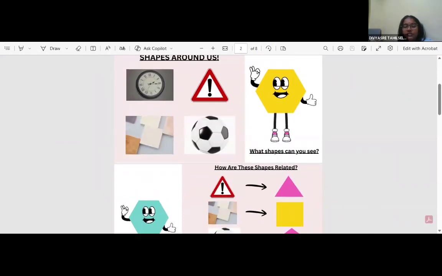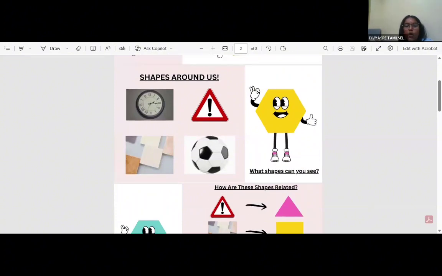Take a moment and observe these pictures carefully. What shapes can you all see here? Can anyone name these shapes, please? Anyone? Circle. Okay. Anyone else? Triangle. Okay, good, very nice. We can see different types of shapes like circle, triangles, and rectangles.